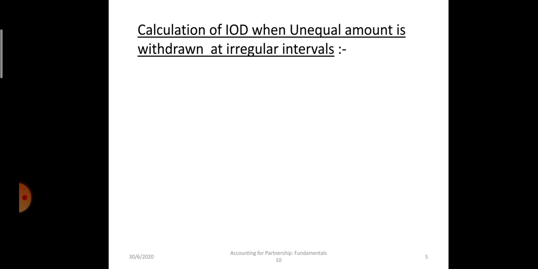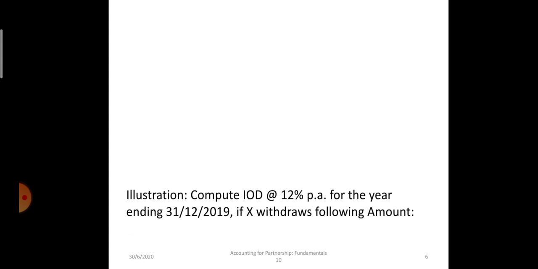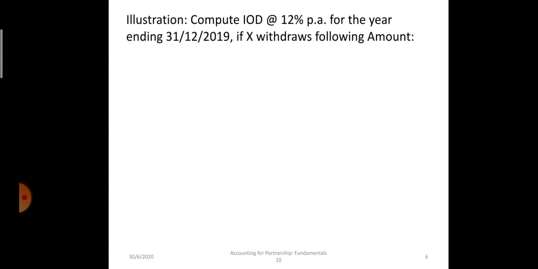Now in this slide we will discuss the calculation of interest on drawing when unequal amounts are withdrawn at irregular intervals. Interest on drawing is calculated with the help of the simple interest method or product method when unequal amounts are withdrawn. Let's take one example. I think most of you know the simple interest formula, principal into rate into time. That is the formula we are going to use here.